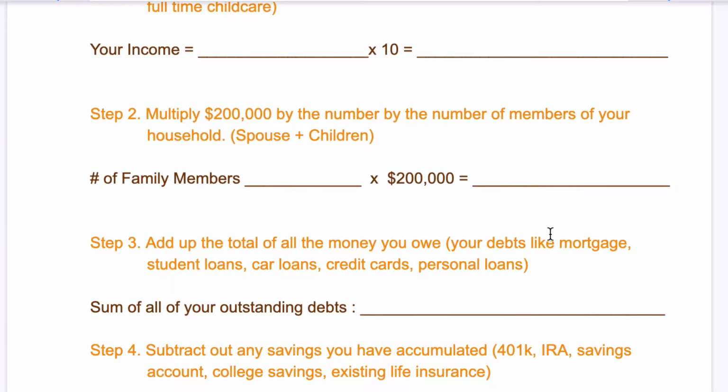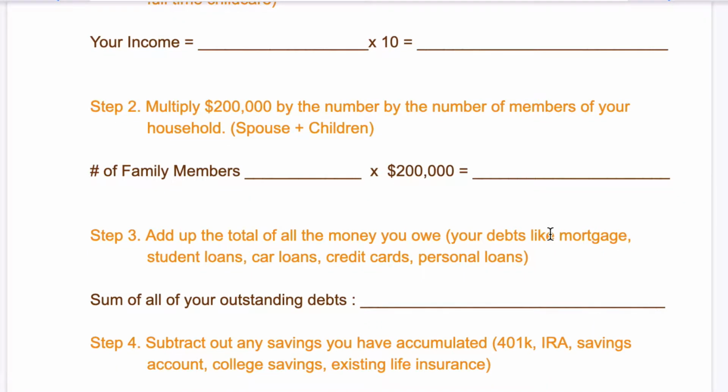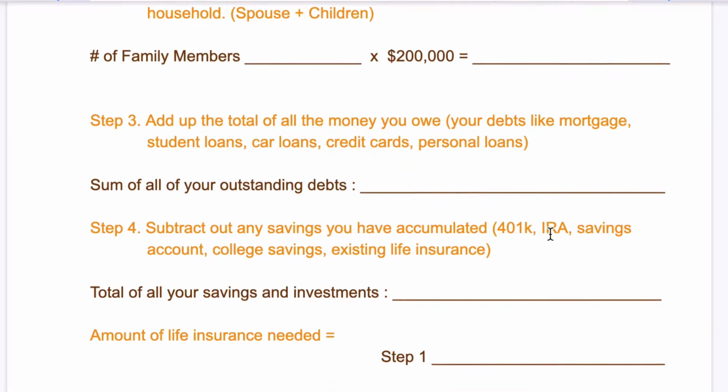Okay. So now step 3, we're going to add up all of your liabilities, all of the money that you owe. So your mortgage, your car payments, anything that you would want to be paid off if you were to pass away unexpectedly. We're going to add all those up and we're going to write it on that line for number 3 right there.